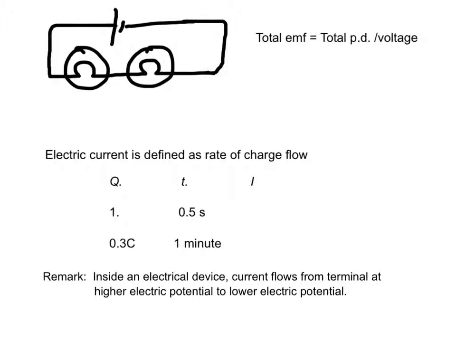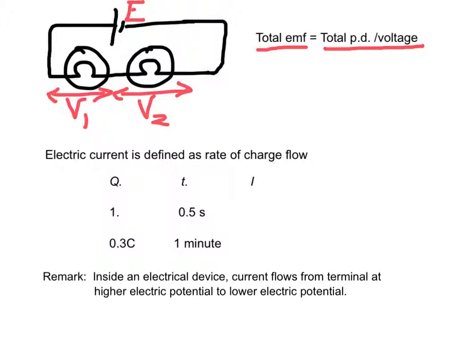By energy conservation, we say the total EMF of a circuit is equal to the total potential difference, or the total voltage. In this example, if the EMF of the circuit is E and there are 2 light bulbs here, for the first light bulb the voltage is V1 and for the second light bulb the voltage across it is V2, then we have a relation between E and V, which is E equal to V1 plus V2.